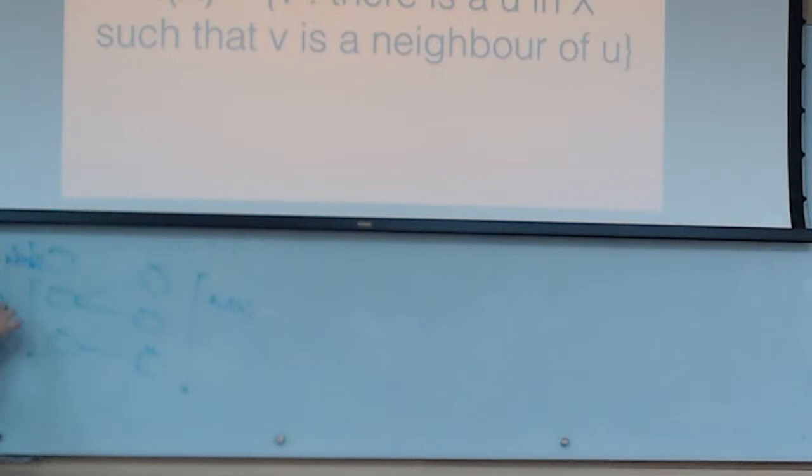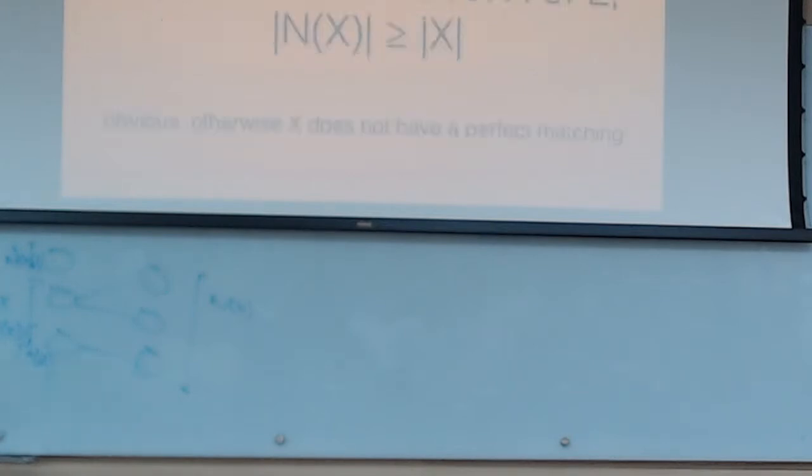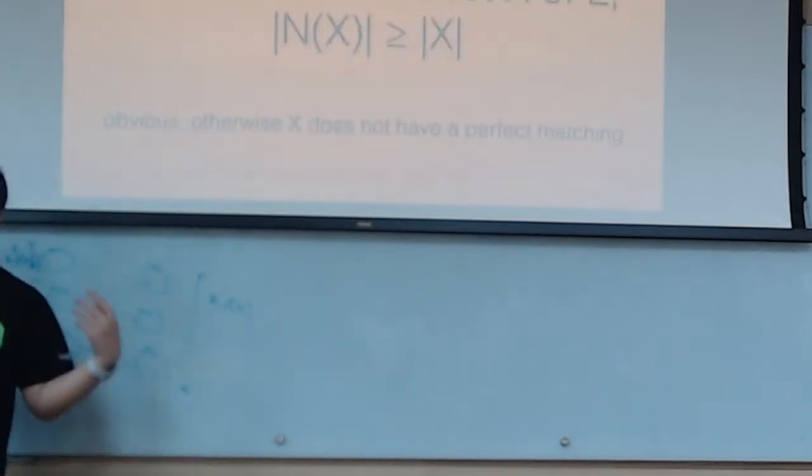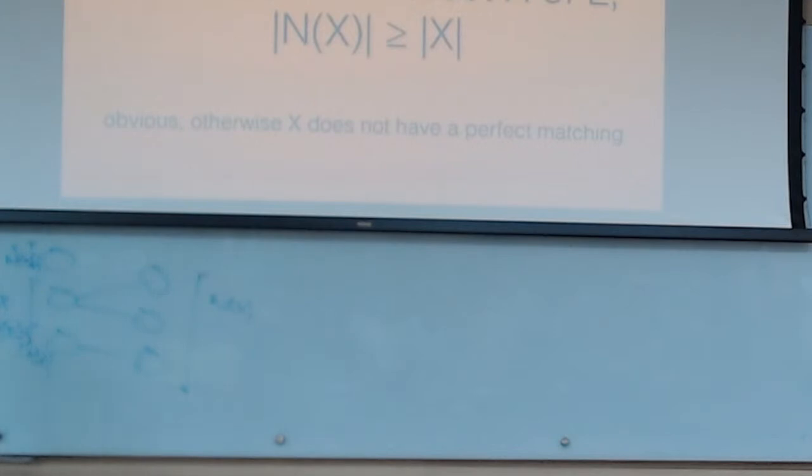Okay, so let's say there is an X, and for each subset of L, if the size of N(X) is at least the size of X, then there is a perfect matching. Okay, this direction is obvious, right? If there is a perfect matching, of course the condition is also true.